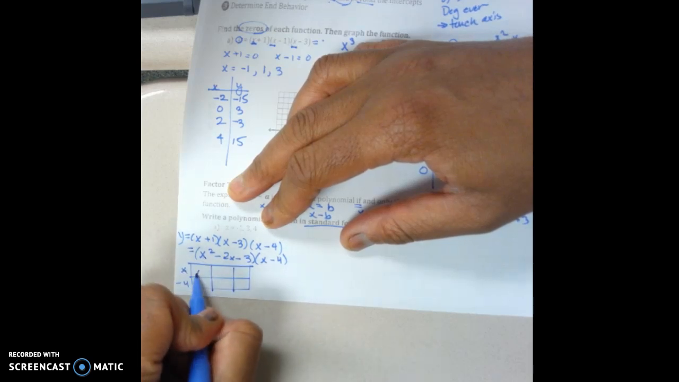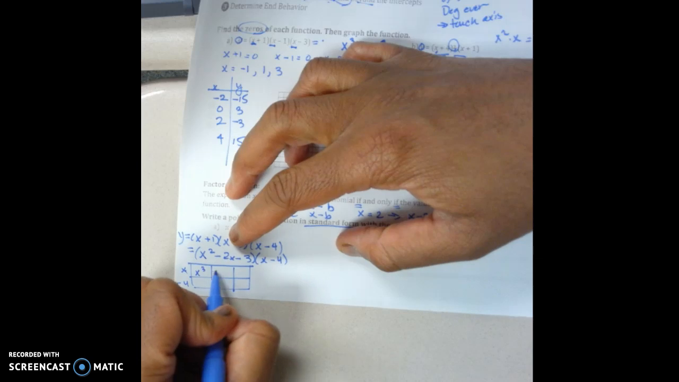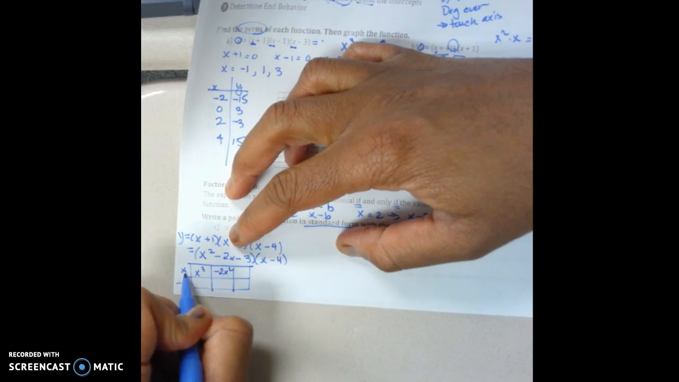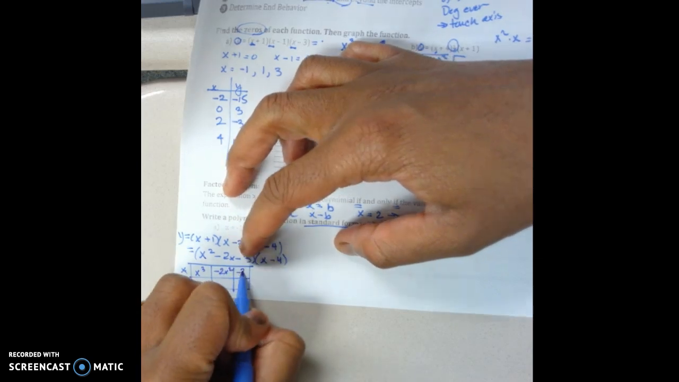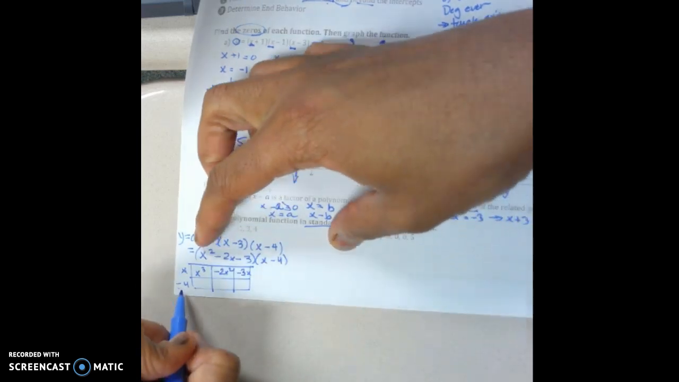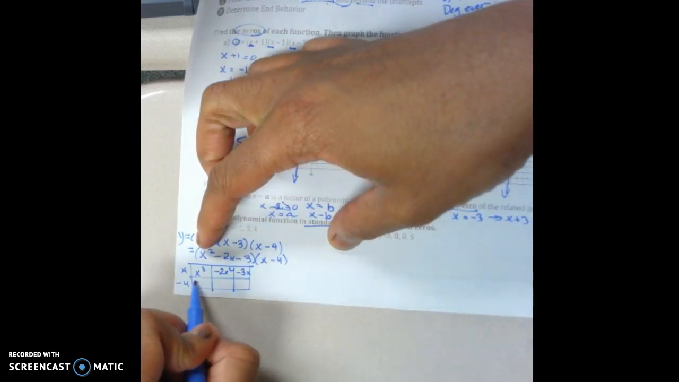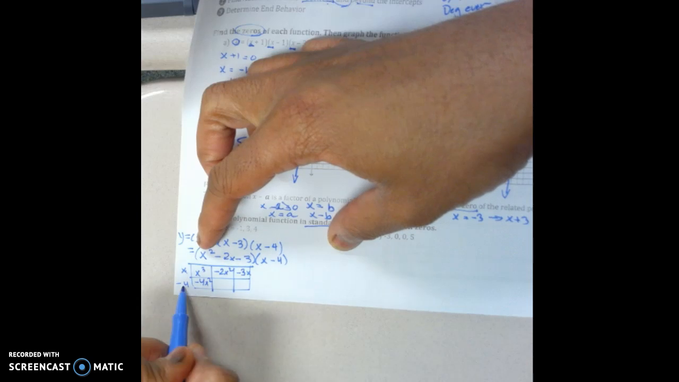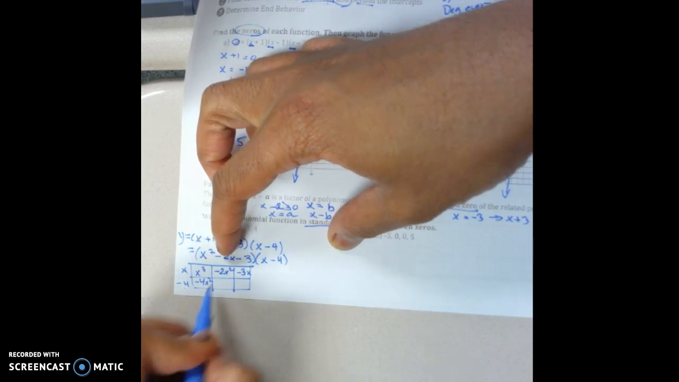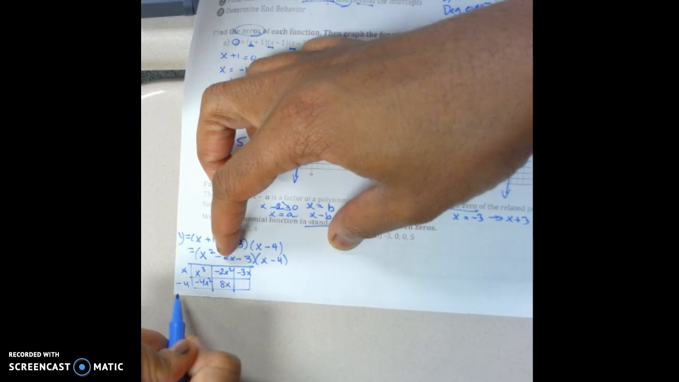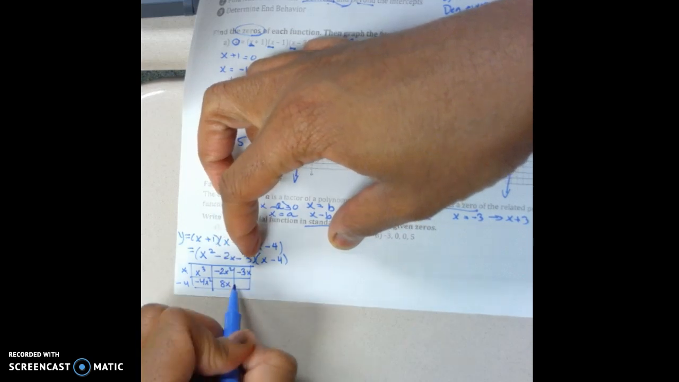X times x squared is x cubed. X times negative 2x is negative 2x squared. X times negative 3, negative 3x. X squared times negative 4, negative 4x squared. Negative 4 times negative 2x is 8x. Negative 4 times negative 3 is 12.